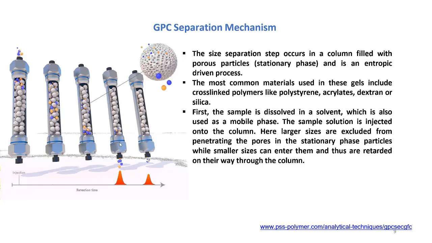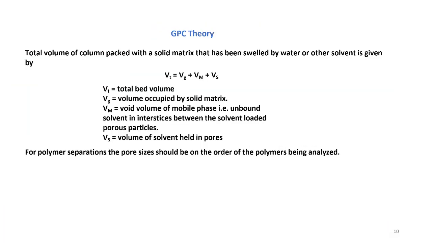After that, the larger particles are excluded from the pores present in the stationary phase, that is, these granules, and the particles with a smaller size can enter them. These granules have small pores, so the smaller particles will interact with these pores and will not pass quickly through the column, but the larger particles will pass through the column. That is how the separation works.